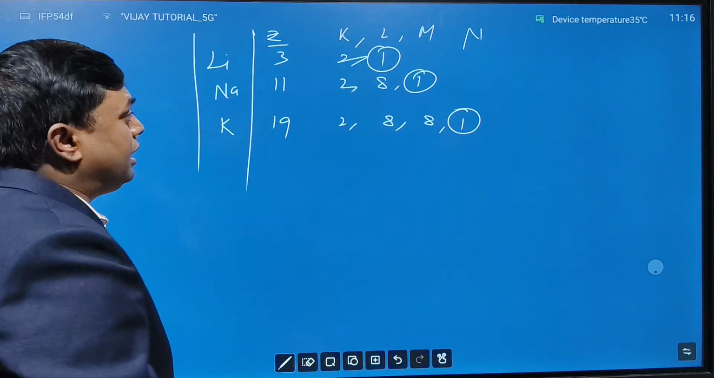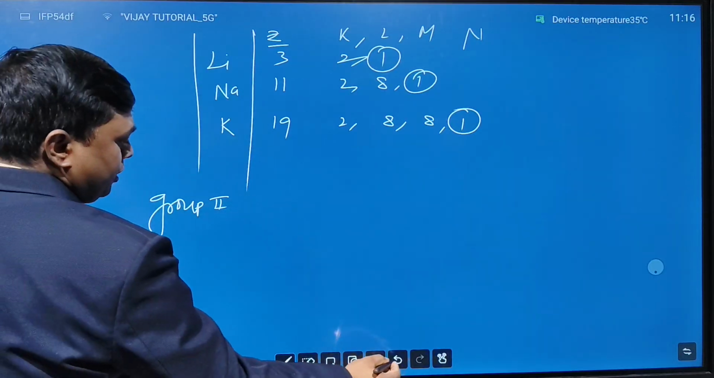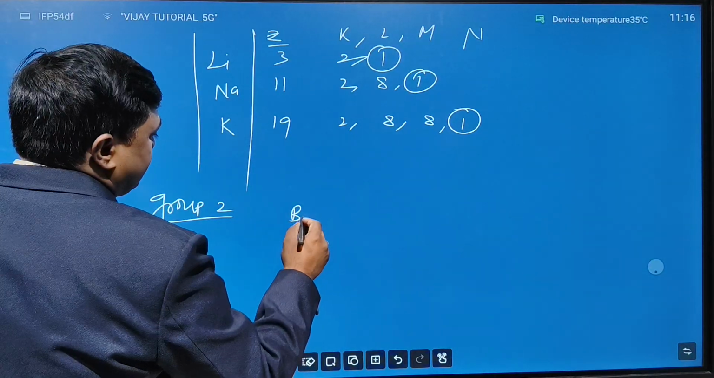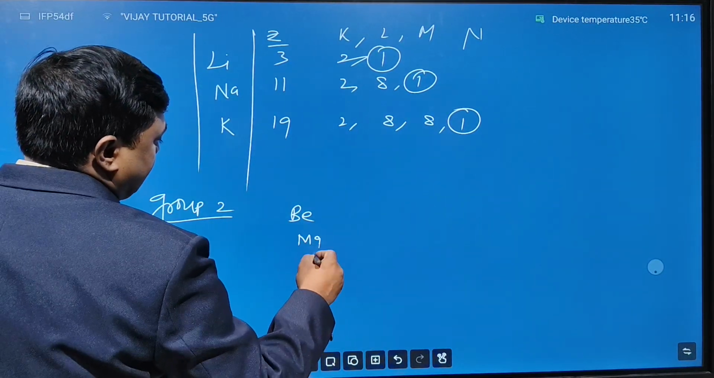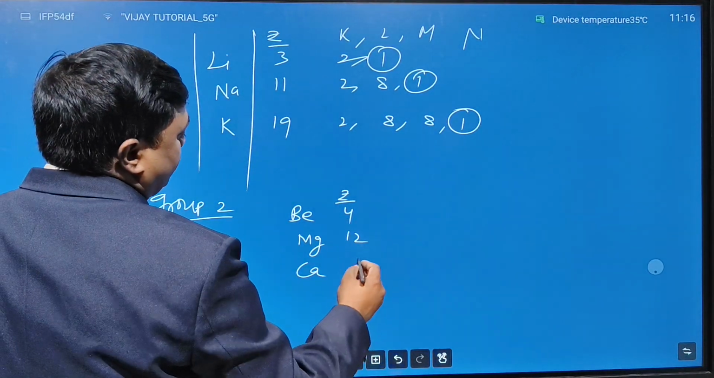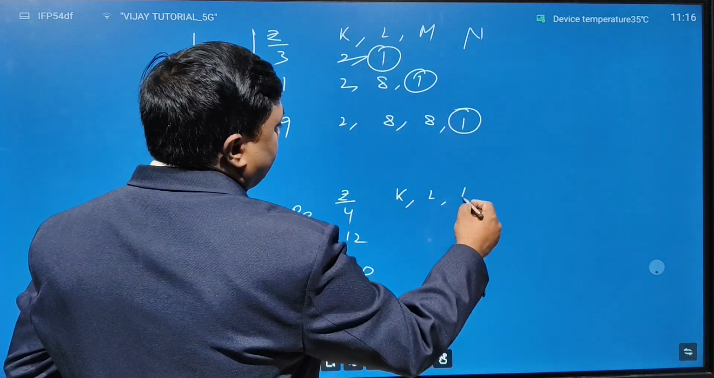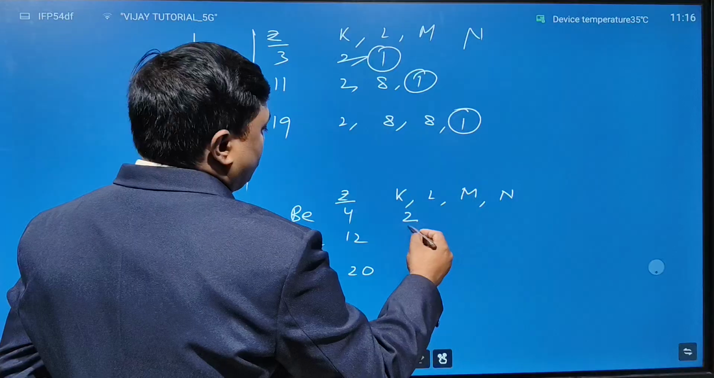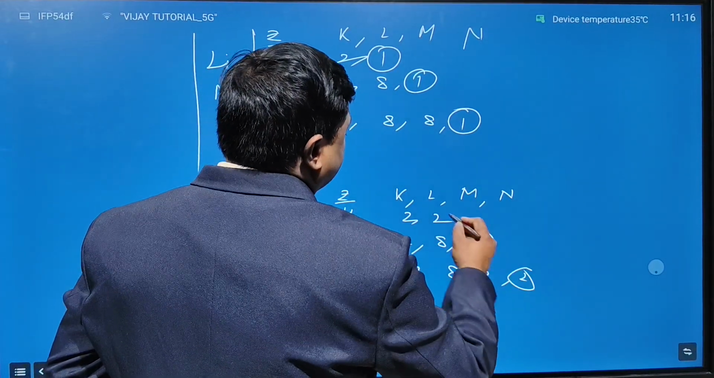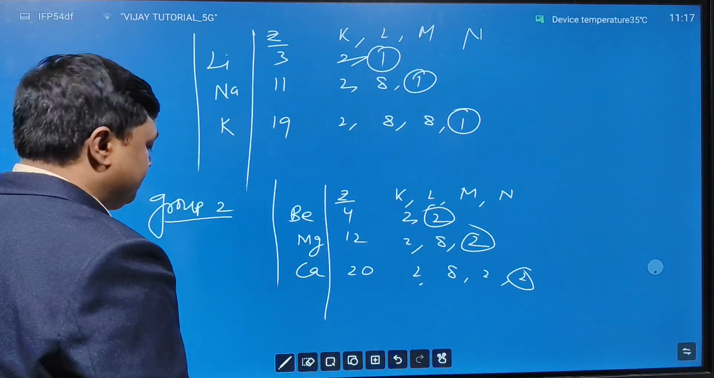That is one. Similarly, when we talk about group 2 elements, I'm writing just a few elements: beryllium, magnesium, calcium. Z is nothing but atomic number. It is 4, 12, next 20. Few more are there, but the electronic configuration, if you see K, L, M, N: 2, 2; 2, 8, 2; 2, 8, 8, 2. So they have the same number of valence electrons. So that is the reason for their periodicity. Is it clear?